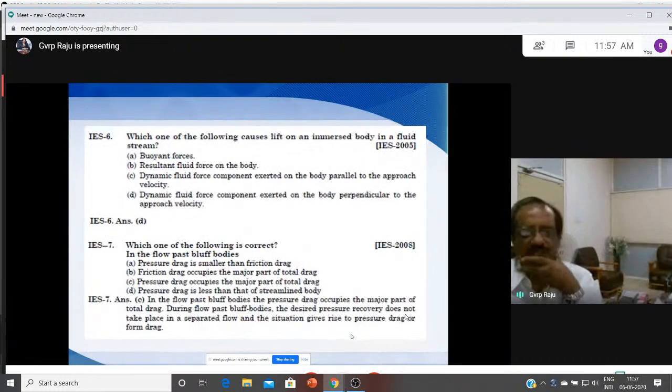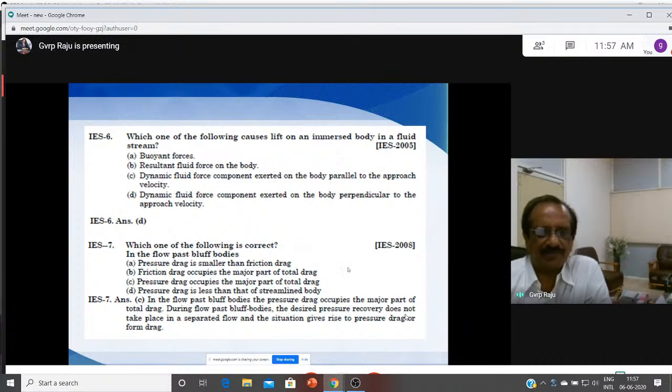So which one of the following causes lift on an immersed body in a fluid stream? The answer is D. Dynamic fluid force component exerted on the body perpendicular to the approach velocity. Lift, always you consider the force in the perpendicular direction, perpendicular to the direction of the motion. So the fluid force component exerted on the body perpendicular is lift force. So he has asked about lift.